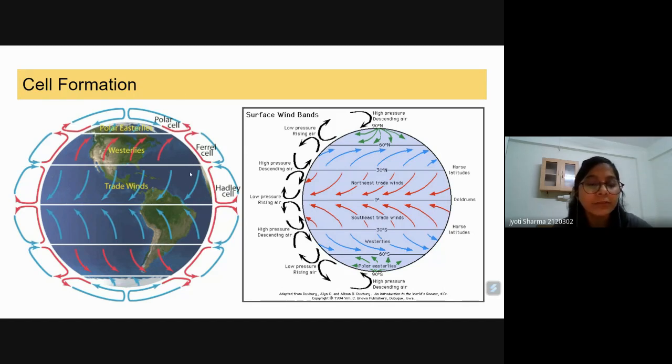Whatever wind is moving from 30 degrees to 0 degrees is the trade wind. Whatever wind is moving from 30 to 60 is the westerlies. And whatever wind is moving from 90 degrees to 60 degrees is the polar easterlies. And this wind moves around the earth. Okay, so this is the general circulation.